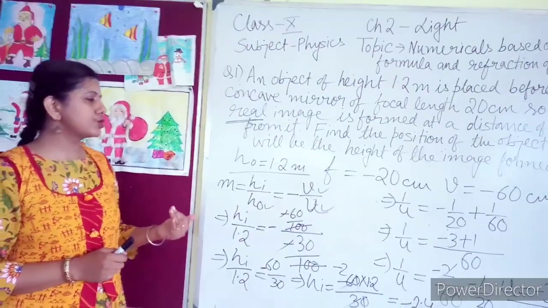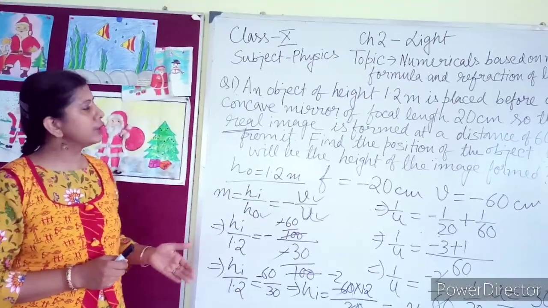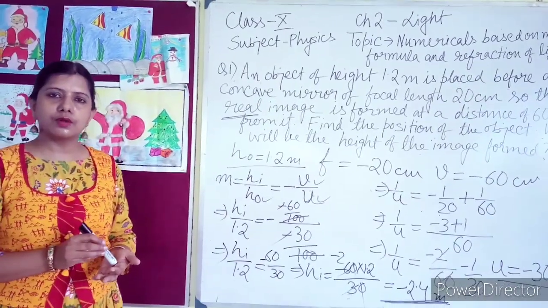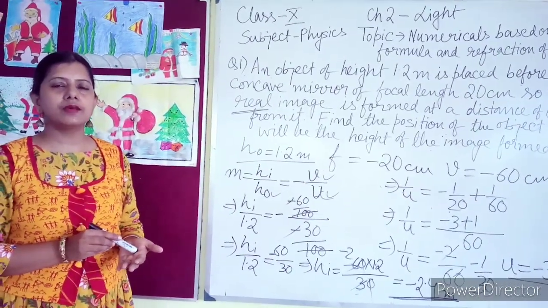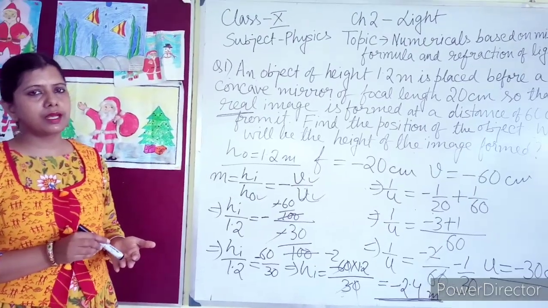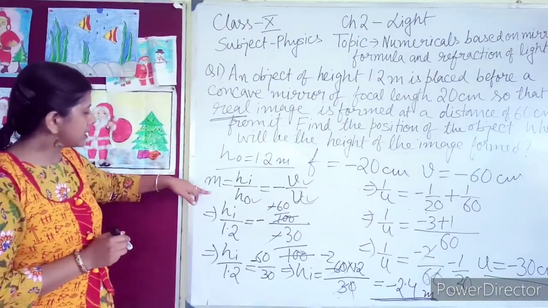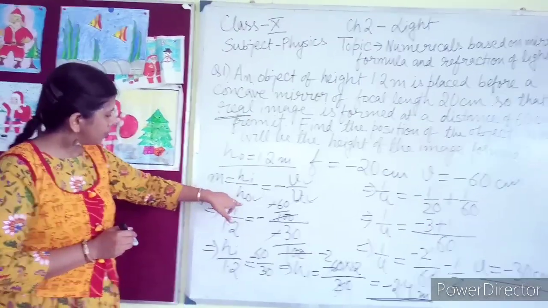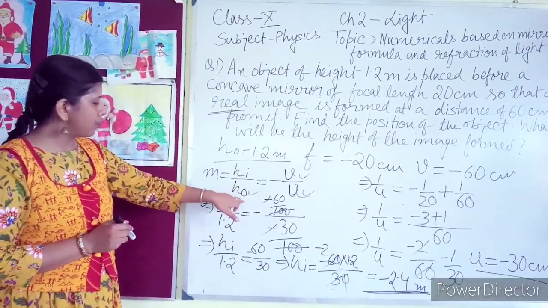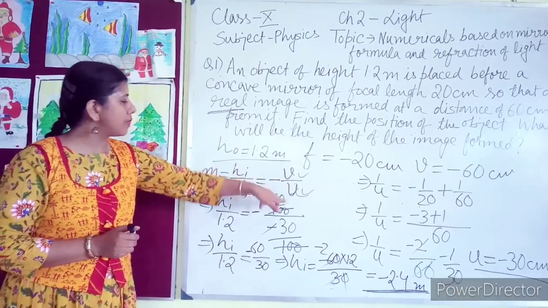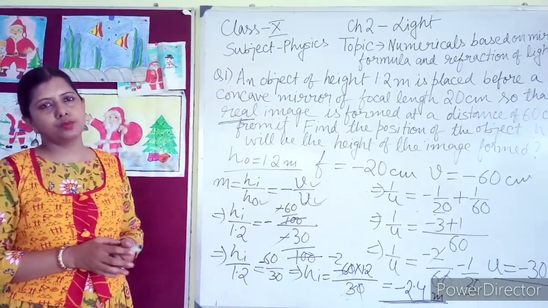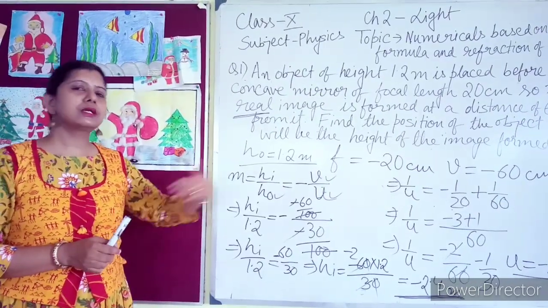Similarly, you have to solve this kind of question using the same formula. One formula is the mirror formula, that is 1 by f equals 1 by u plus 1 by v, and the second formula is magnification, m equals hi by ho, i for image, o for object, that is equal to minus v by u. Use this formula to solve the numericals. Okay, now the next question.